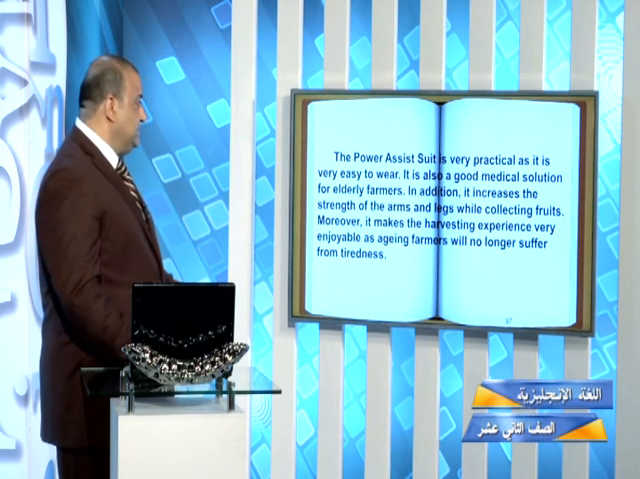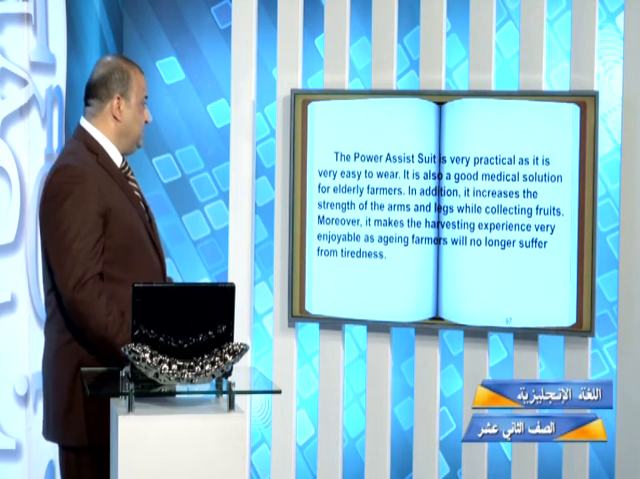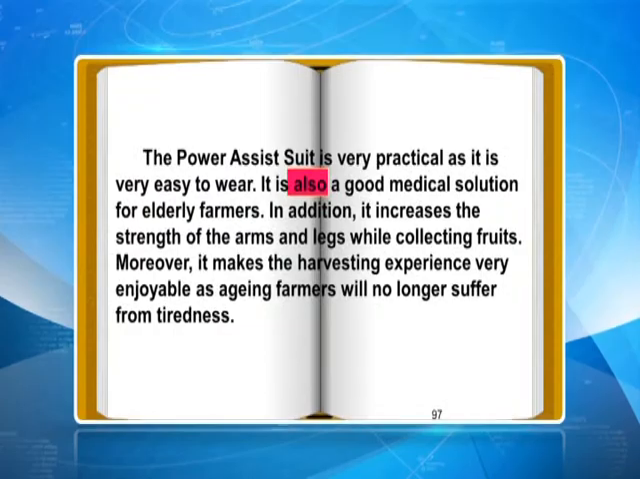The power assist suit is very practical, as it is very easy to wear. It is also a good medical solution for elderly farmers. In addition, it increases the strength of the arms and legs while collecting fruits. Moreover, it makes the harvesting experience very enjoyable, as aging farmers will no longer suffer from tiredness. This is my own suggestion, and you may, of course, write something different from this.